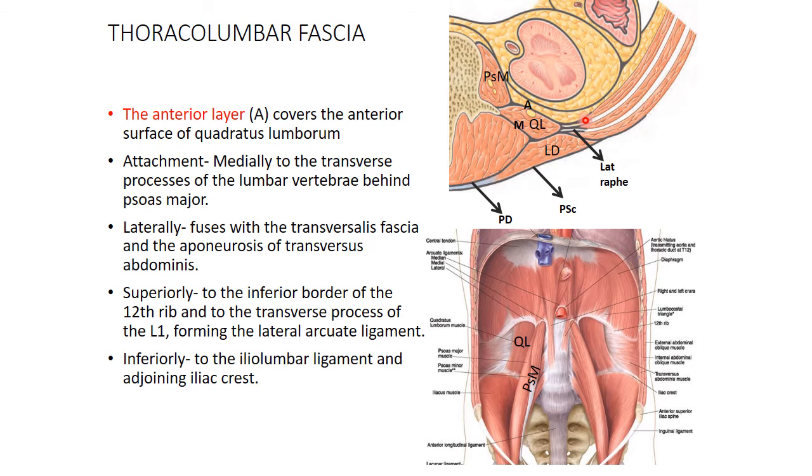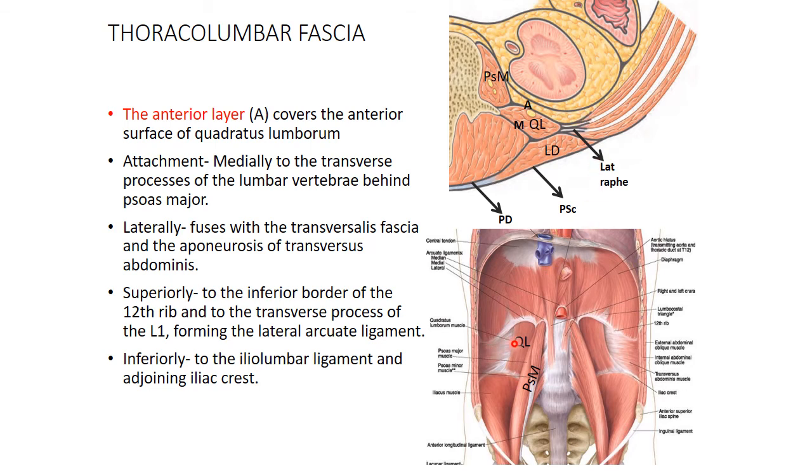Superiorly, it is attached to the inferior border of the 12th rib and the transverse process of the first lumbar vertebra, forming the lateral arcuate ligament. The anterior layer of the thoracolumbar fascia, which is covering the anterior surface of the quadratus lumborum, forms the lateral arcuate ligament superiorly. Inferiorly, it is attached to the iliolumbar ligament and adjoining crest area.